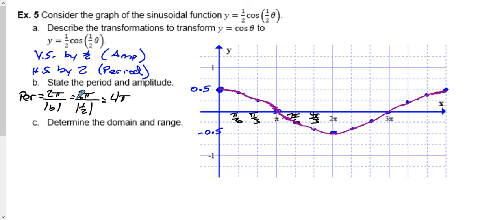Again, the b value is in our equation. This is not in our equation. This is a statement that if I gave you the statement, you would have had to rewrite it back into an equation to pull out a b value for period.